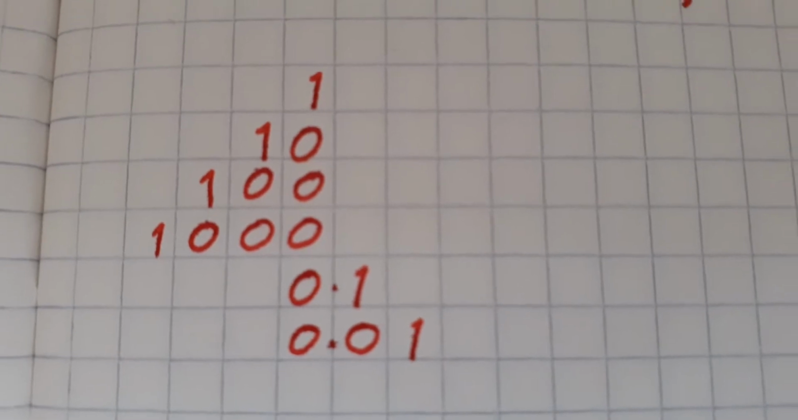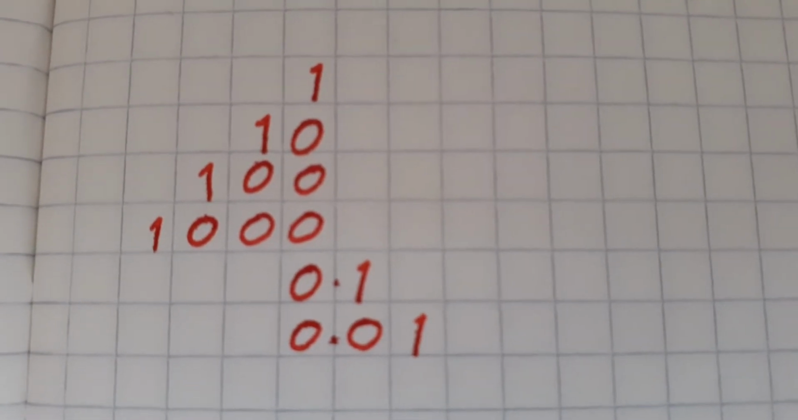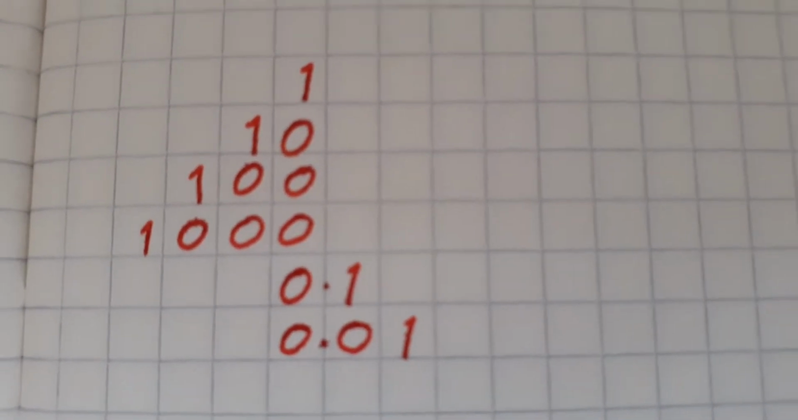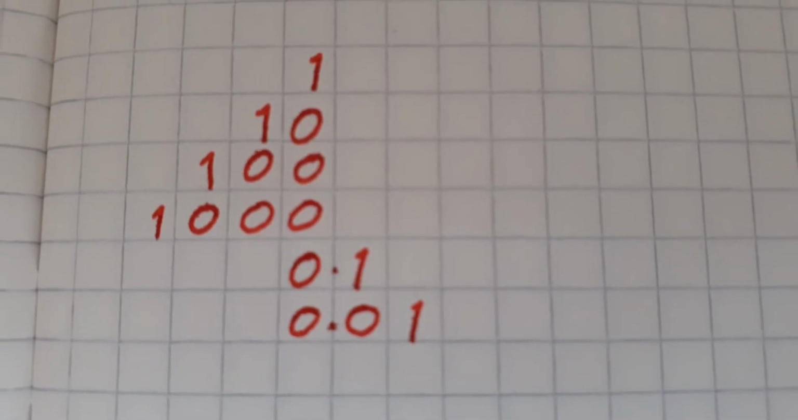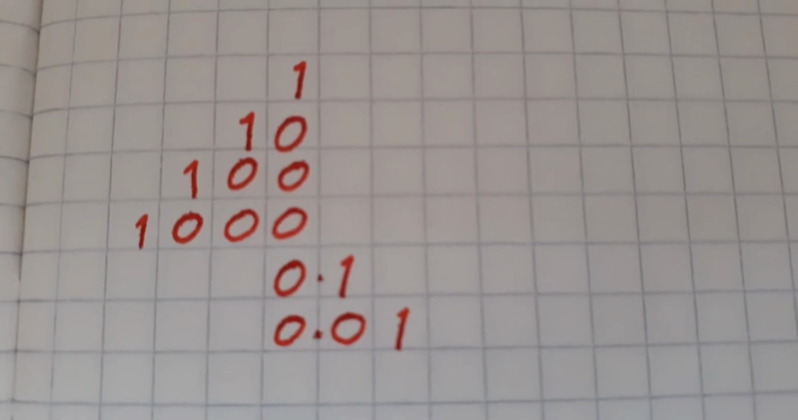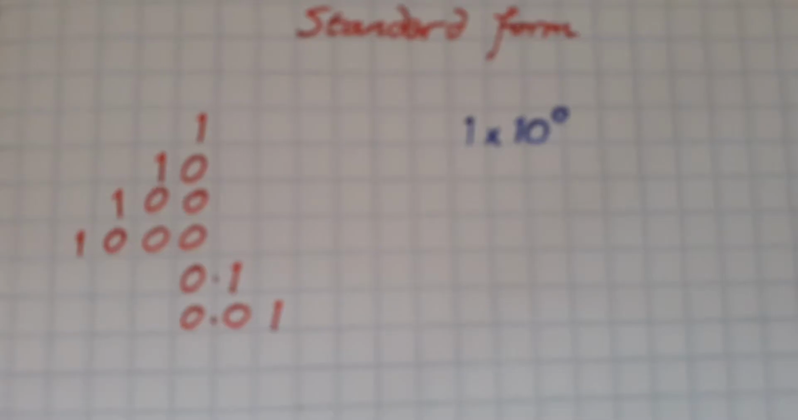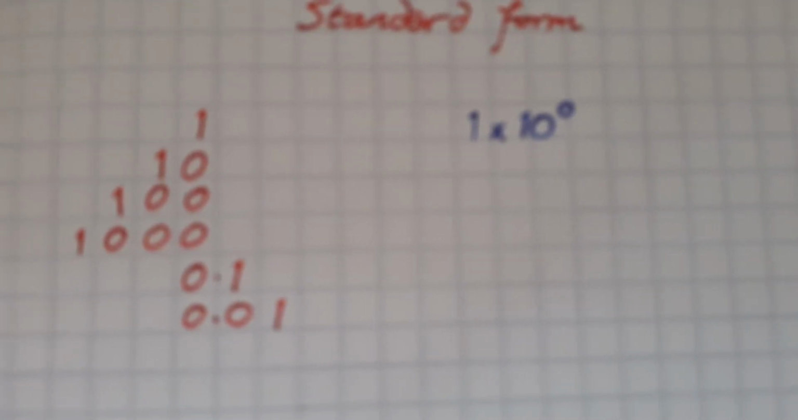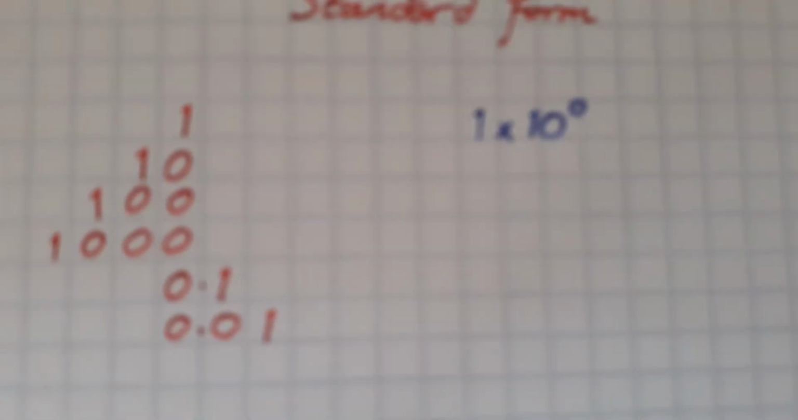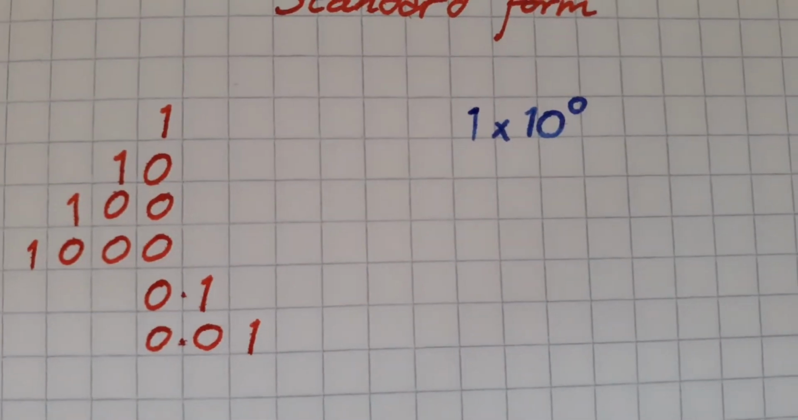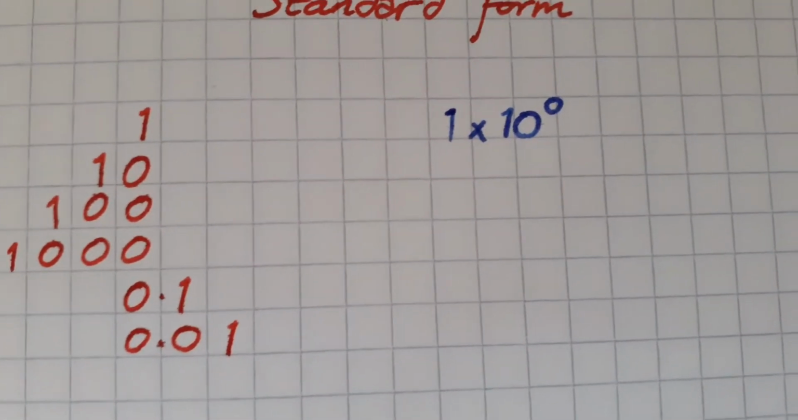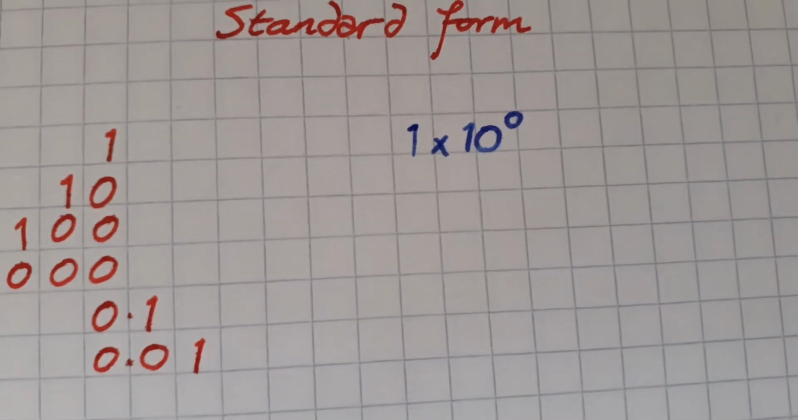Okay, so 1 is just 1, okay? And in standard form, we would write it like this. 1 times 10 to the 0. We have had to do literally nothing to it.